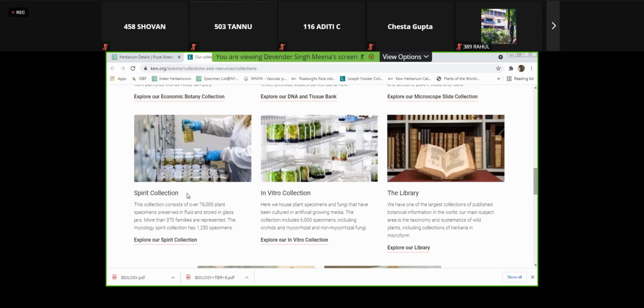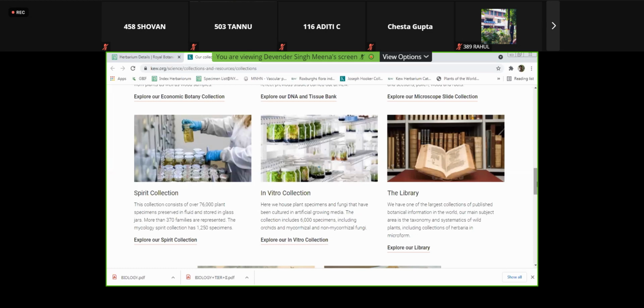And apart from this, now you can also explore the spirit collection. Okay, the collection of the specimens in 70% alcohol or in the jars, or the very big specimens which are there. You can also explore those collections. You can also explore the in vitro collections and the library as well.